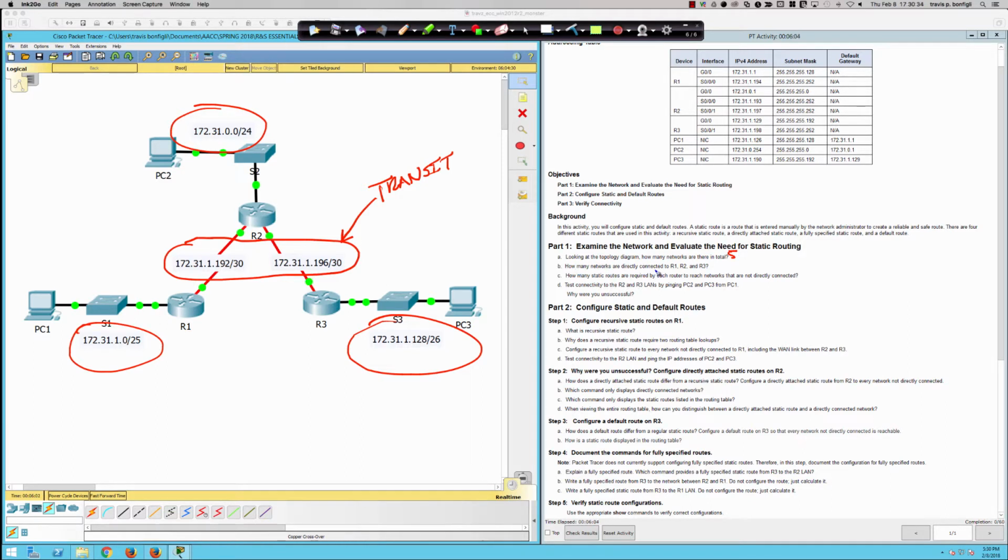How many networks are directly connected to routers 1, 2, and 3? Well, those are directly connected, right? And then each router has that network segment behind it to which it's connected. So how many networks are directly connected to 1? So 1 is connected to 2. 2 is actually connected to 1 and 3, and then 3 is connected to 2. So how many static routes are required by each router to reach networks that are not directly connected?